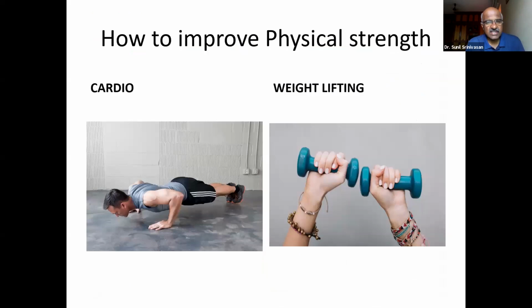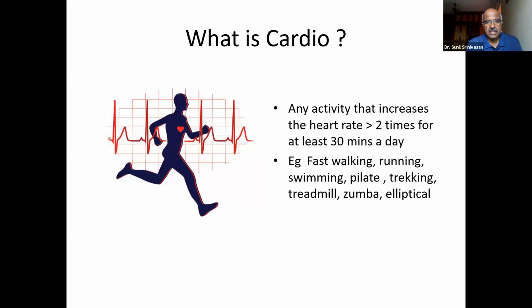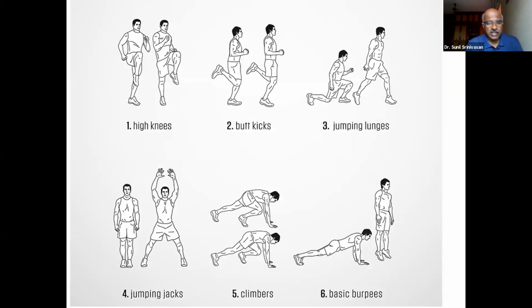How to improve physical strength? You have 2 main methods: cardio and weightlifting. Cardio is any activity that increases your heart rate to twice the resting rate, for at least 30 minutes a day. You have plenty of activities to choose from, but most of them are pre-COVID activities. Now you can do indoor activities like high knees, butt kicks, and jumping jacks. There are lovely videos on the internet with music. If not for the exercise, at least for the lovely models, please open YouTube and do all your aerobics.